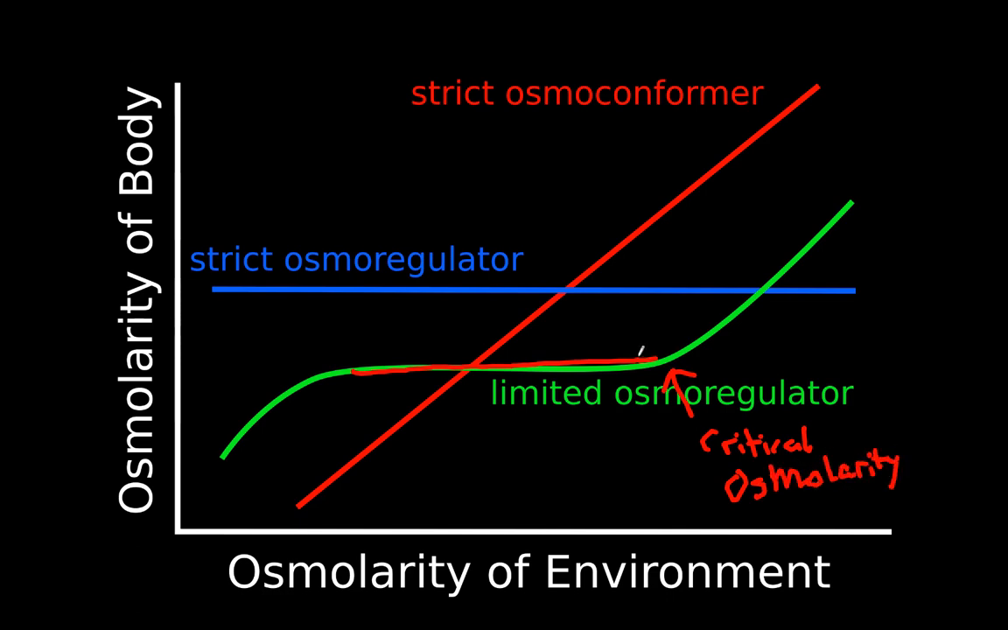This is the osmolarity at which we can no longer maintain a constant osmolarity in an organism. So most organisms fit into this group where within a certain bounds, they're just fine. They'll go ahead and osmoregulate, but you take them outside of those bounds and that breaks apart.